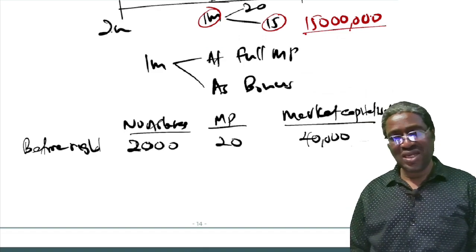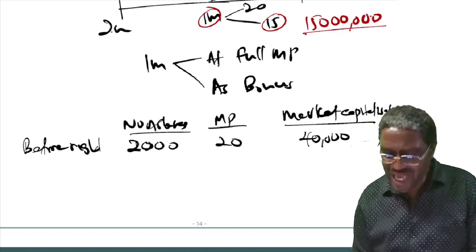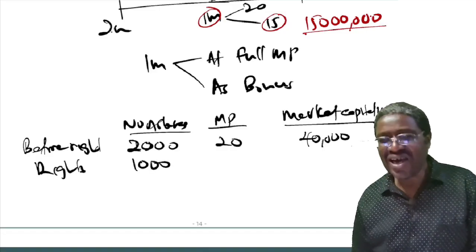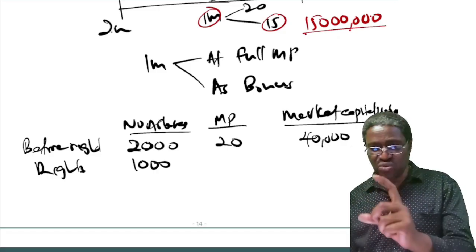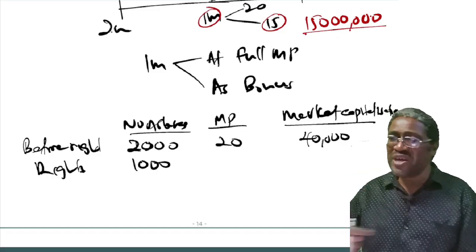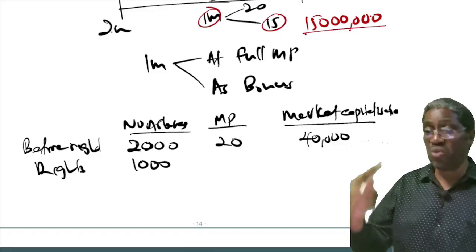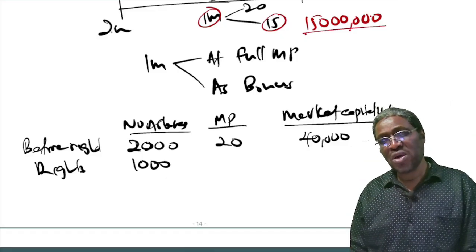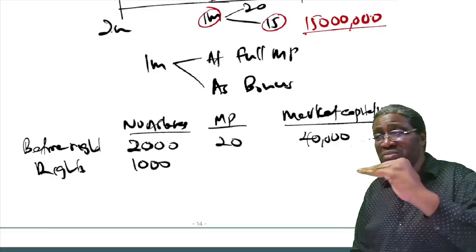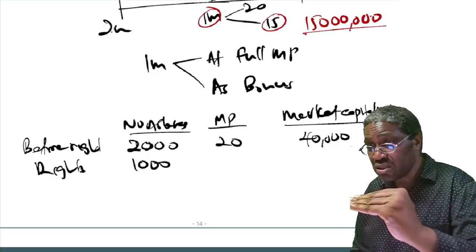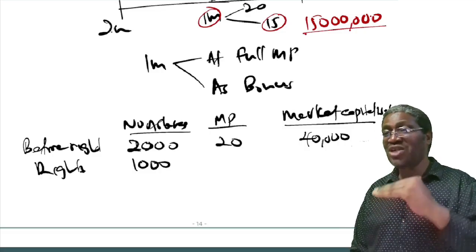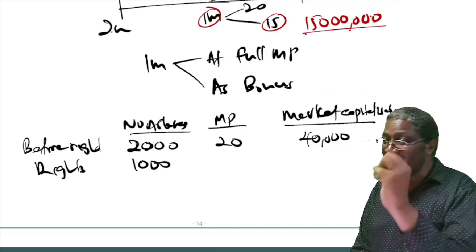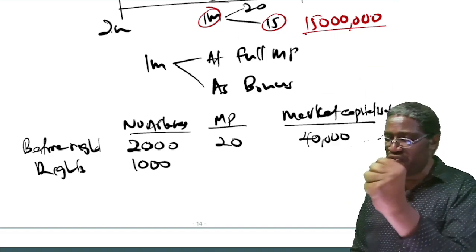Now, listen to this. We issued another 1 million shares as a result of a rights issue. We gave the existing shareholders the privilege to buy 1 million shares and they bought. So it's like we are floating another 1 million shares in the market. Before the rights issue, there were 2 million shares in the market, which were fetching a market capitalization of 40 million.